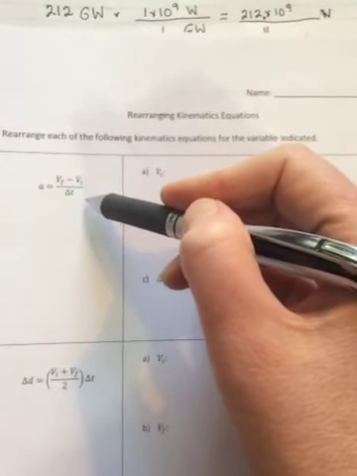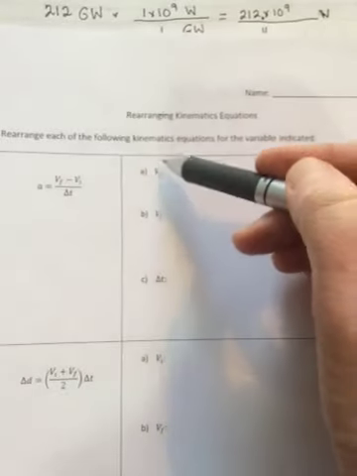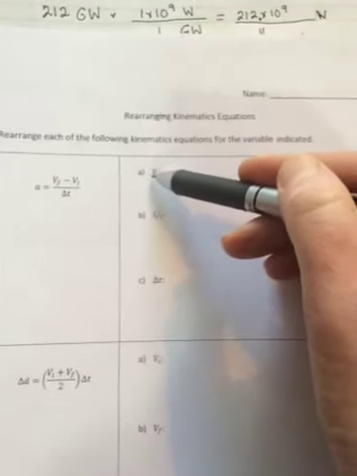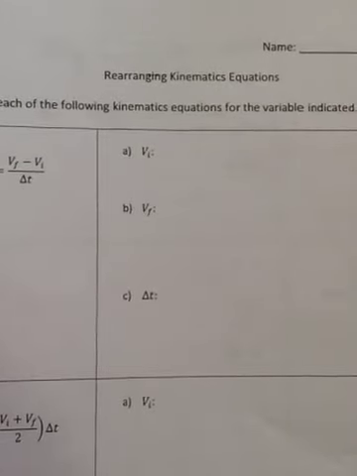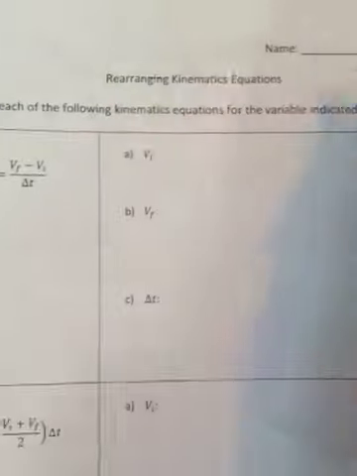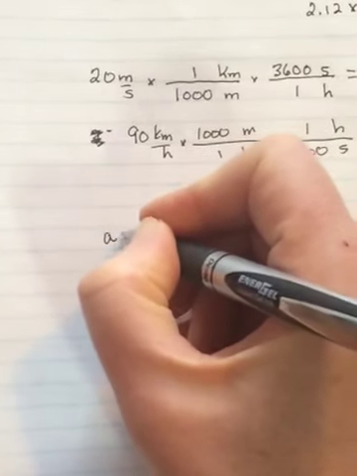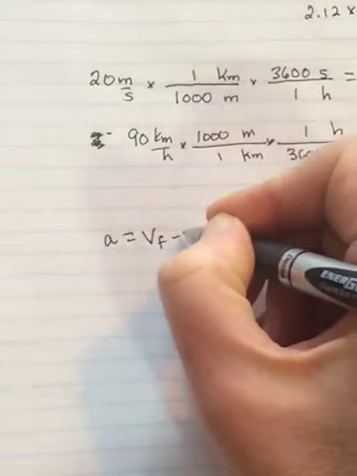A is equal to VF minus VI over delta T. Over here it tells you which variable you would like to rearrange for. So for A, it wants you to rearrange it for VI. You can do it right here on this sheet, or on a separate sheet of paper if you want, because you don't have to hand this in. This is just for practice, and we will go over it in class tomorrow.